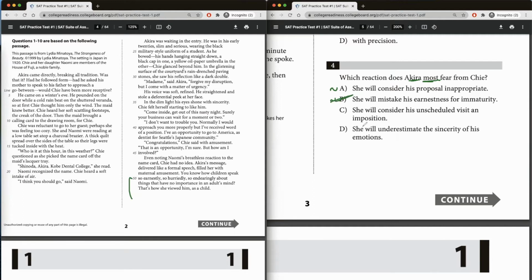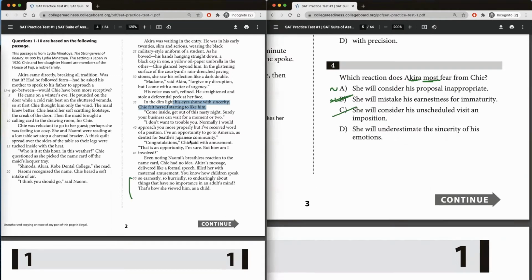She will consider his unscheduled visit as an imposition. I mean, not really. Maybe. But it says, who is it at this hour? And then Naomi's like, Mom, go see him. He was soft, refined, he was straight, and she said he was sincere. And she felt herself starting to like him. So that doesn't sound like something that's going to be an imposition. So that's out.